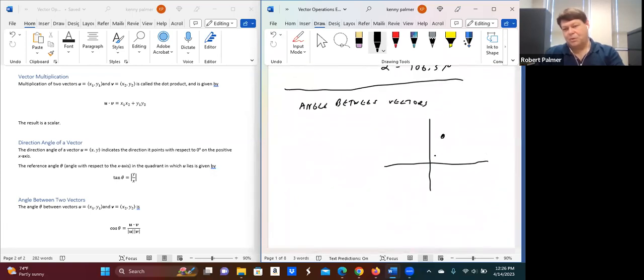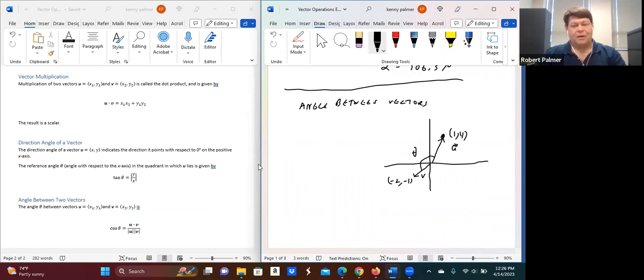So vector u is about right here. So this is 1 and 4. And this is -2, -1. So it's about right here. This is vector v. So we want the angle between these vectors, let's call that in this case theta. Okay, so our formula says this.